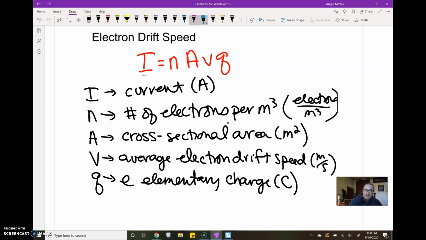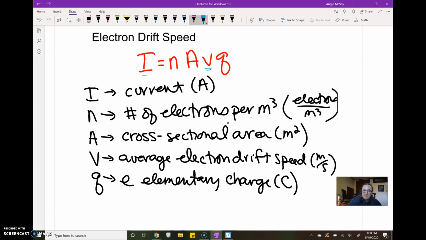So we've got I, and this is in your data booklet for your reference in topic 5. I is a current that's going through the wire. N is the number of electrons per meter cubed. So it's kind of like the electron density in a wire. A is that cross-sectional area of the wire, capital A. So again, if you take a wire and you slice it, the cross-sectional area is the area of the circle if you're looking at the very end of the wire.